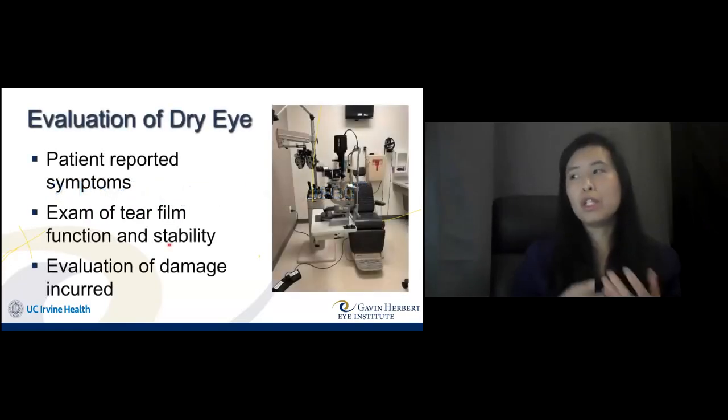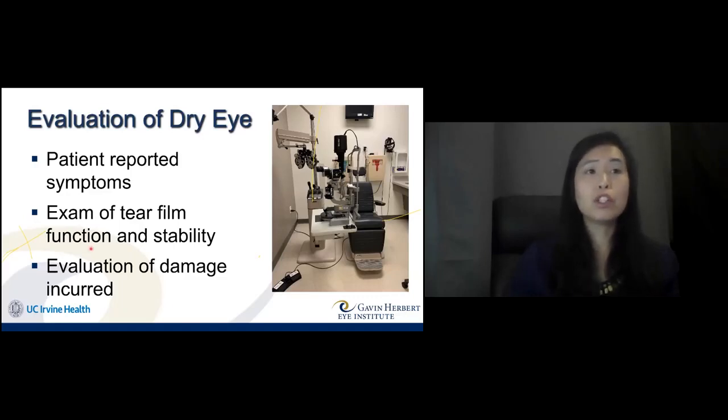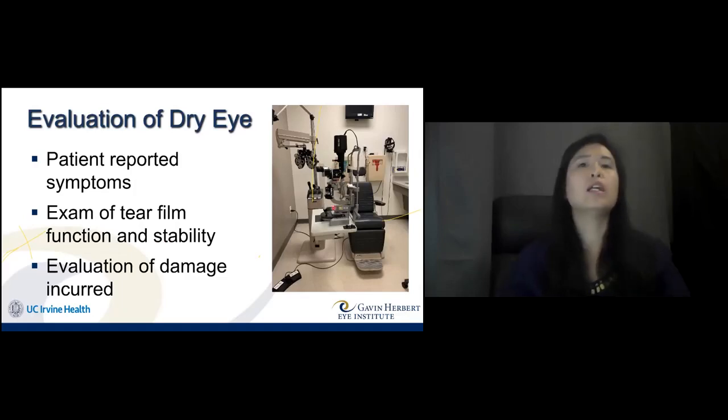So normally when a patient comes into our office, we talk to them about their symptoms. And one way to evaluate those symptoms is with a questionnaire like the one we just did. We examine the tear film function and the tear stability, and this can all be done with this device called a slit lamp. I'm sure you've seen it if you've ever visited an ophthalmologist or an optometrist. We also use this device to look at the damage to the eye that has been incurred by the dryness.